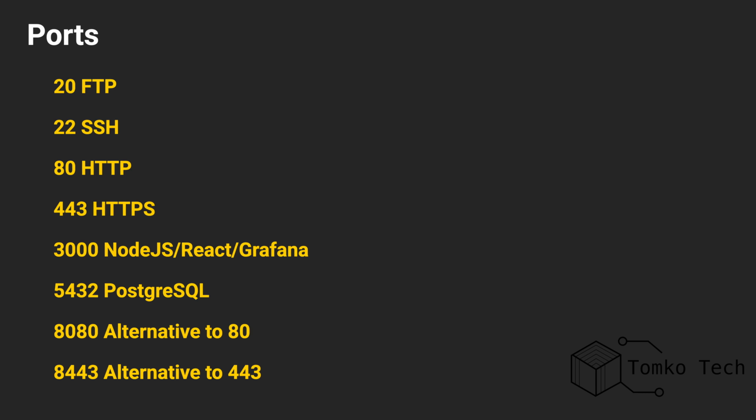Port 20, FTP, used for moving files. Port 22, for secure shell, for secure remote access. Port 80 is the standard for unencrypted web traffic. Port 443, used for encrypted web traffic. Port 3000, though not a standard port, is popular for Node.js, React, and Grafana applications. Port 5432 is a typical port for PostgreSQL, a widely used SQL database. Ports 8080 and 8443 often serve as alternates for 80 and 443 respectively, to avoid conflicts with other applications.